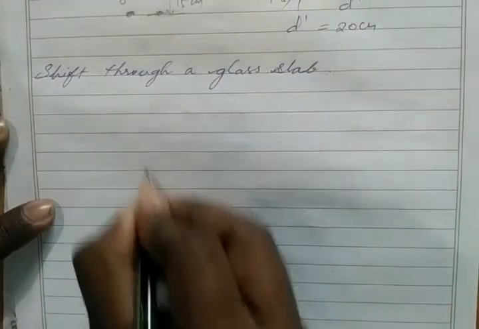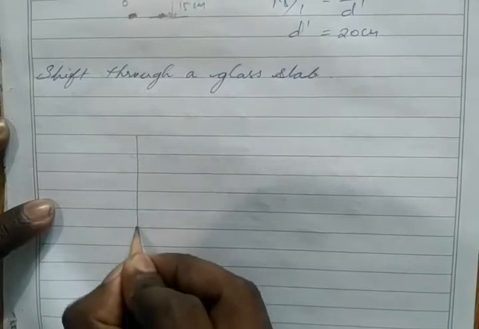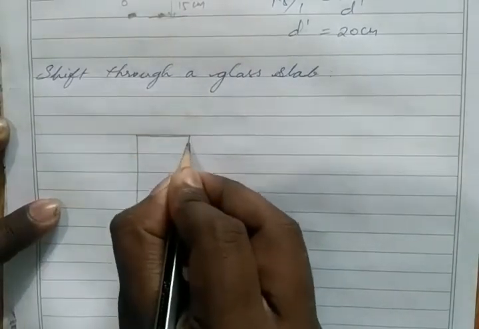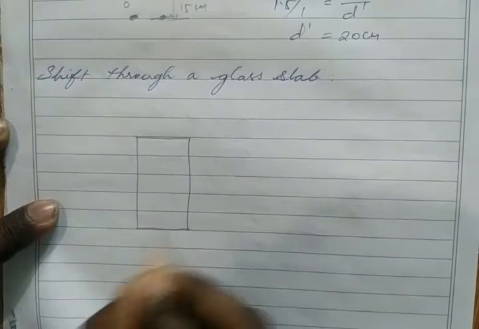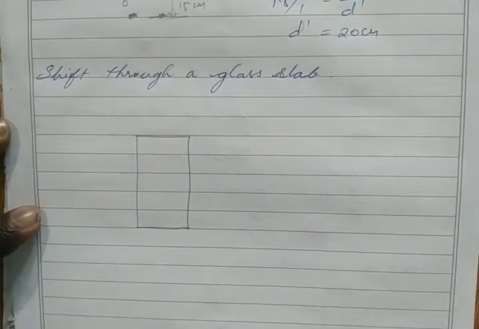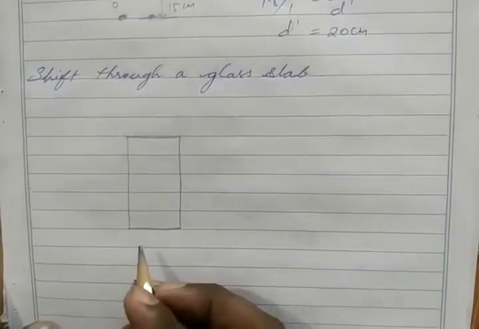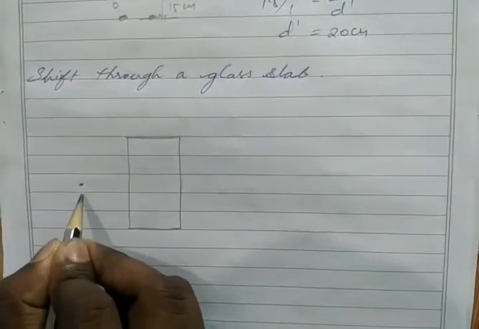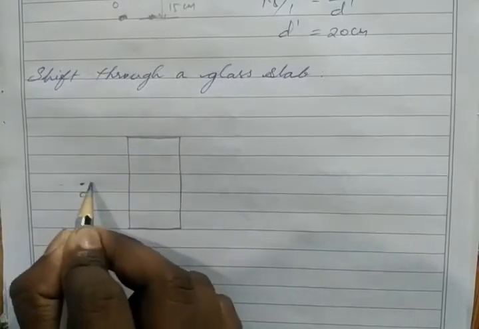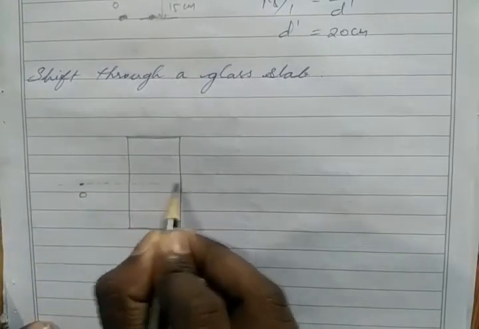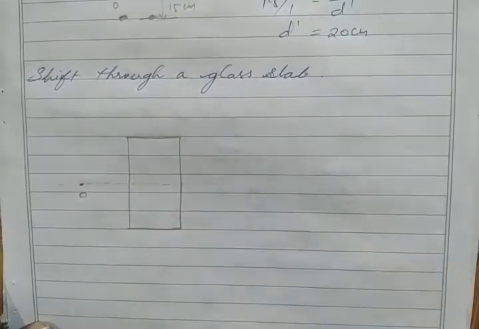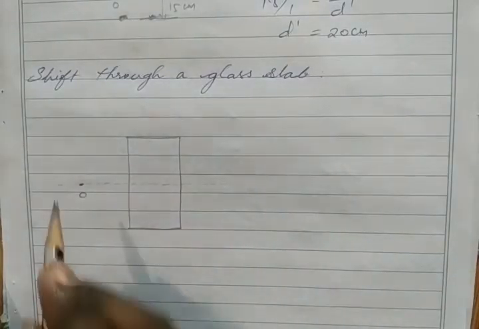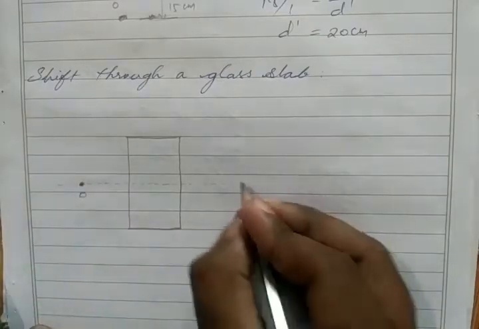So here, shift through a glass slab. We will draw a glass slab. So this is one glass slab. An object is placed here, and we draw an axis. A person views this object from here.